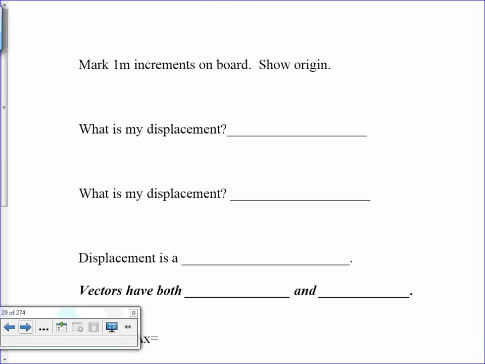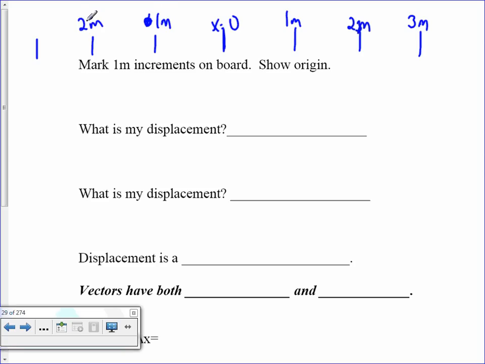So let's say, for example, I have this point, and I'm going to call this x equals 0. All right, and then I'm going to mark out some 1 meter increments. We'll say that these are 1 meter increments. So I have 1 meter, 2 meters, 3 meters, and then over here I'm going to mark out 1 meter increments as well. So I'll call this 1 meter, 2 meters. That is just 2 meters from that central point of x equals 0. All right, so this is my origin right here.